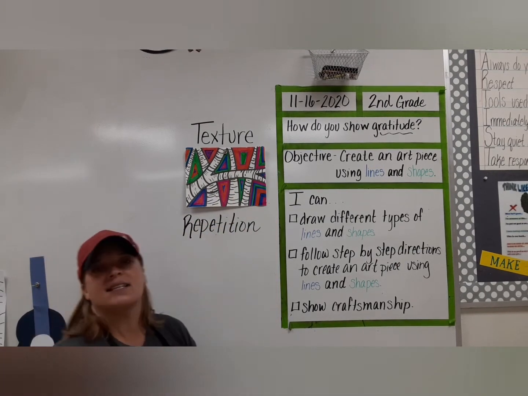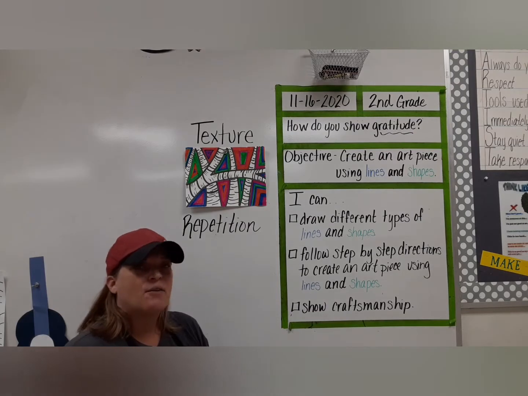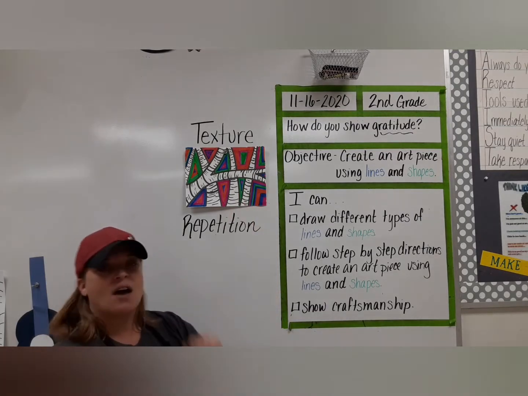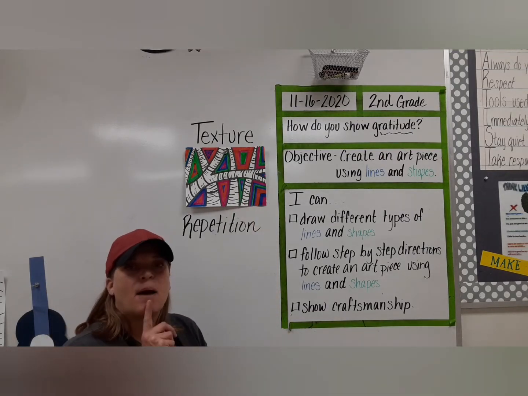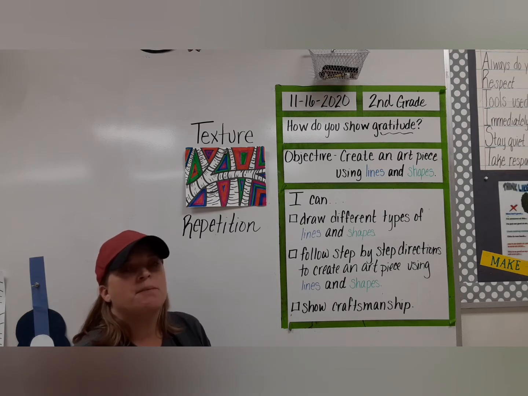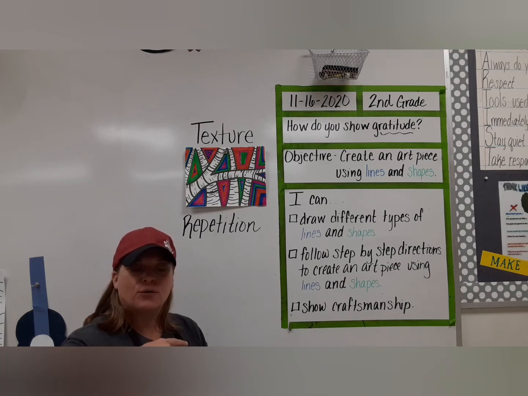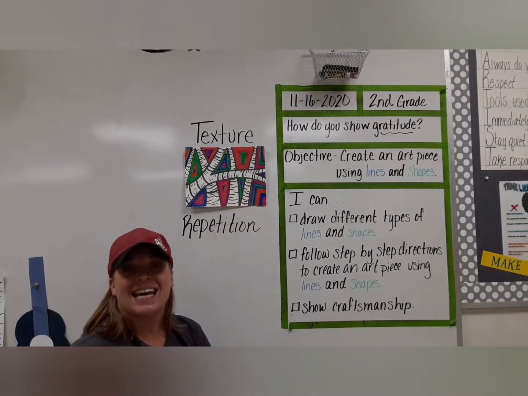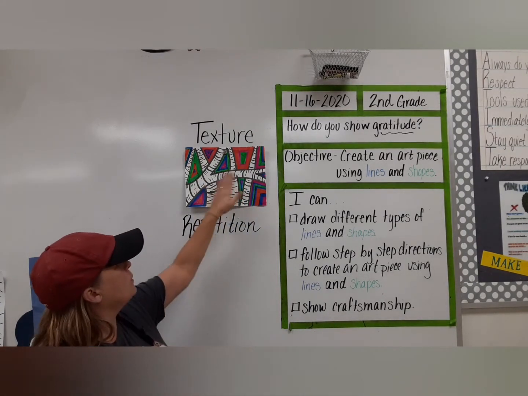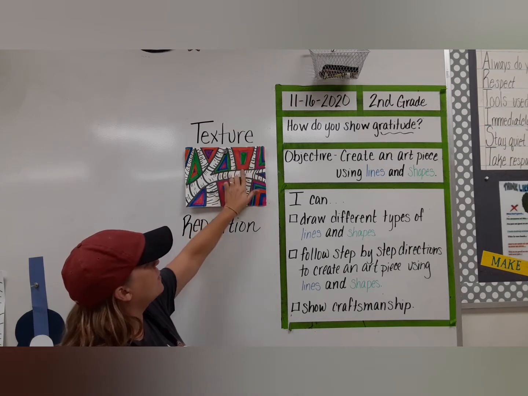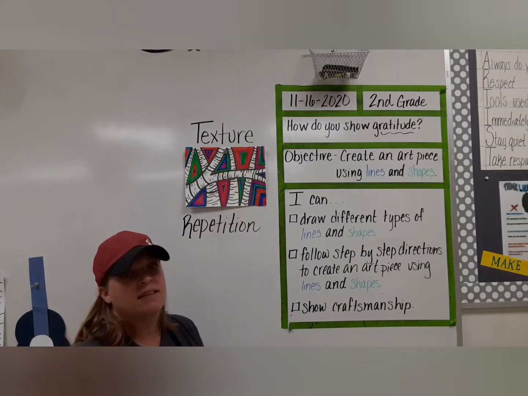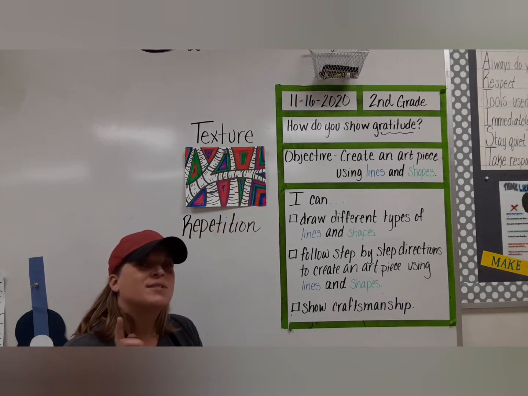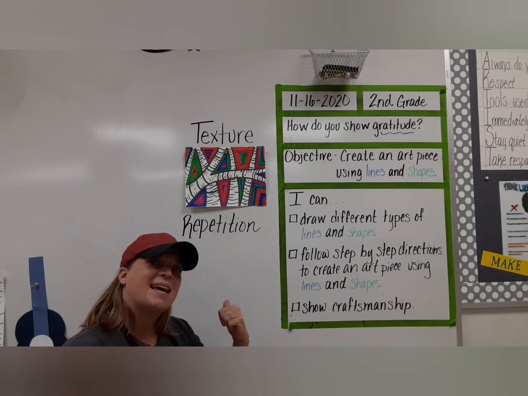The other word is repetition. Now, if I was to kind of close off the ending of that word, think about repeat. When you repeat something, you do it over and over again. So again, we are repeating the same types of lines for our birch tree. And if you look in the background, we are repeating the same types of shapes. So stay tuned and we're gonna go through this step by step.